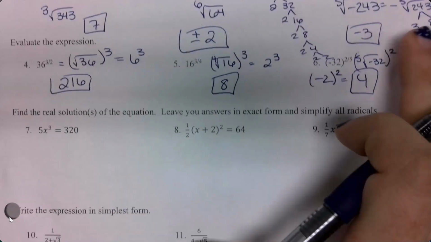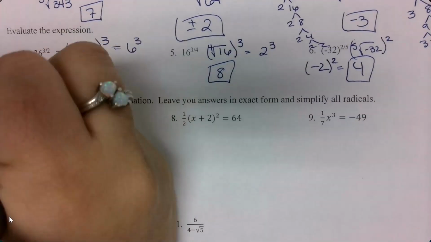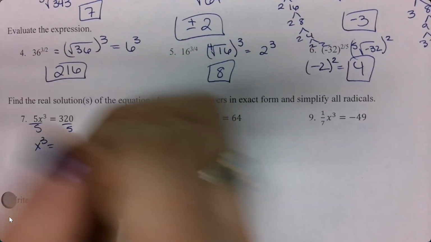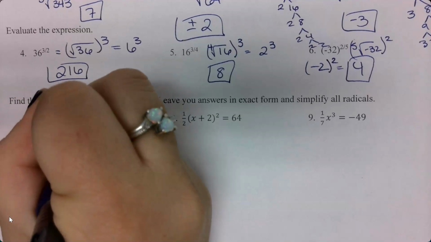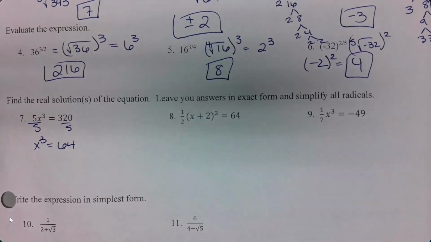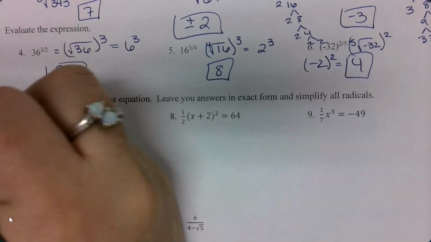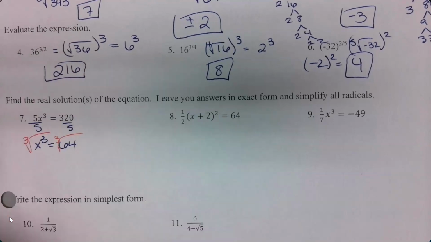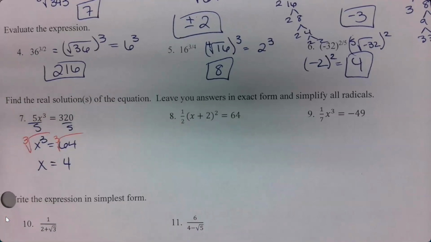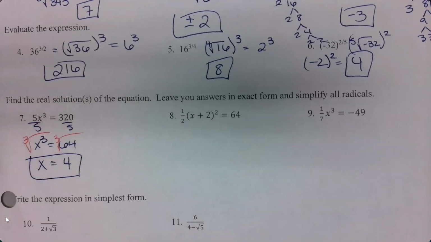On 7 through 9, I want to solve. So I first want to start off by dividing both sides by 5. I get x cubed equals 64. Then I want to take my cube root of both sides, which gets me 4. I could do the factor tree if I didn't know it. I have a bunch of 2's.